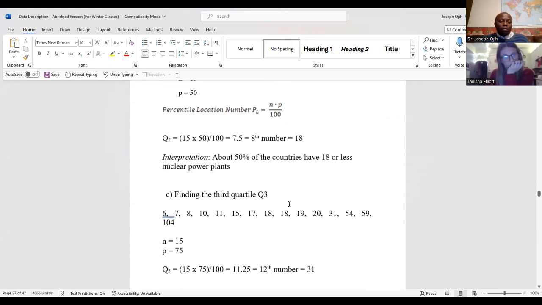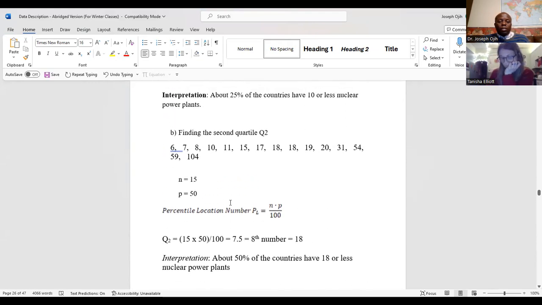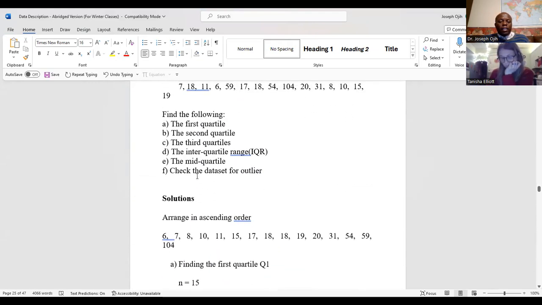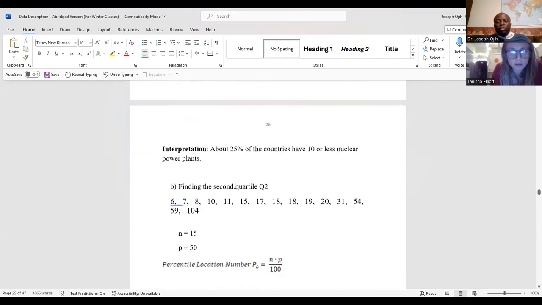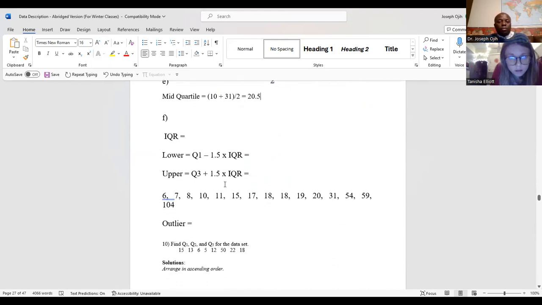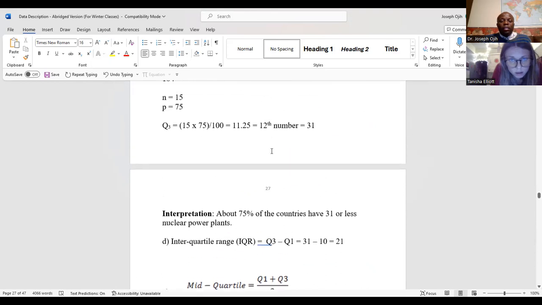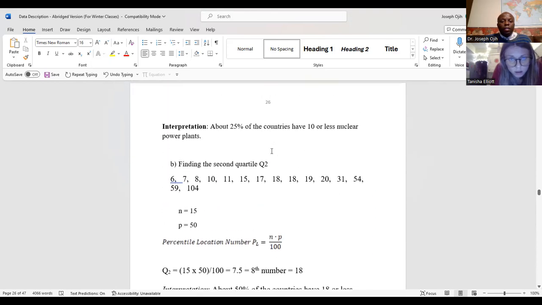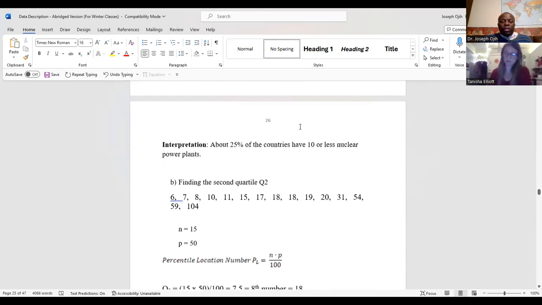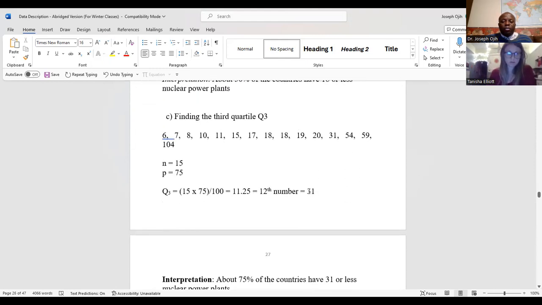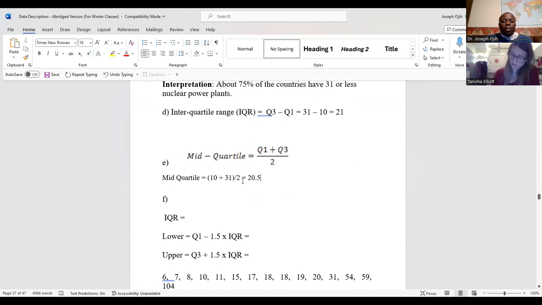So we look at the question. I'm sorry. Can you show the midquartile again? Yep, right here. Q1 plus Q3 divided by 2. And our Q1 is 10 and our Q3 is 31. So it's 10 plus 31 divided by 2, which gives us 20.5.